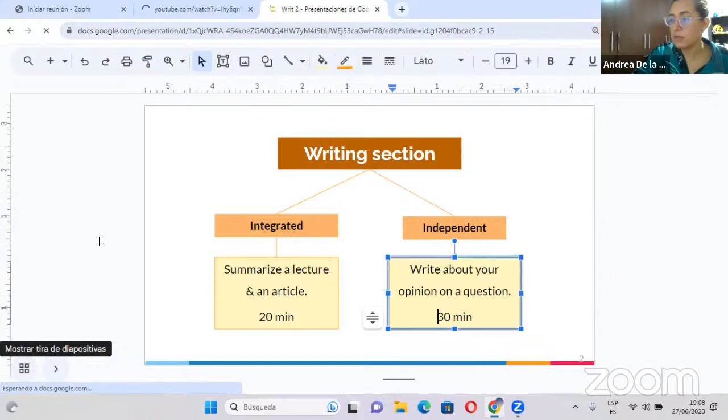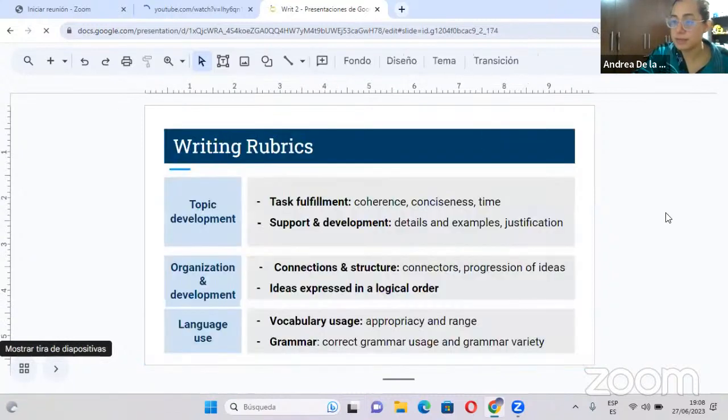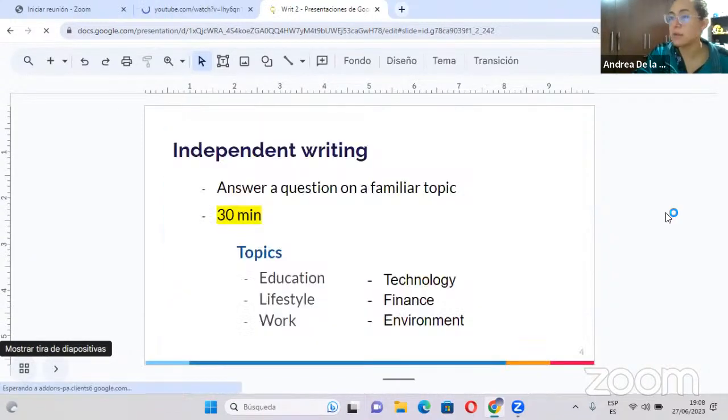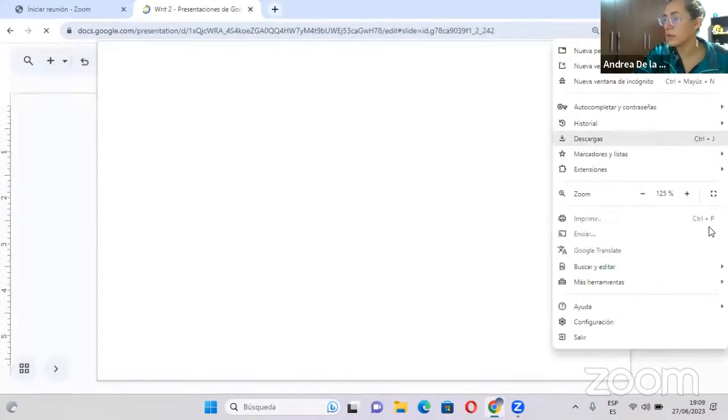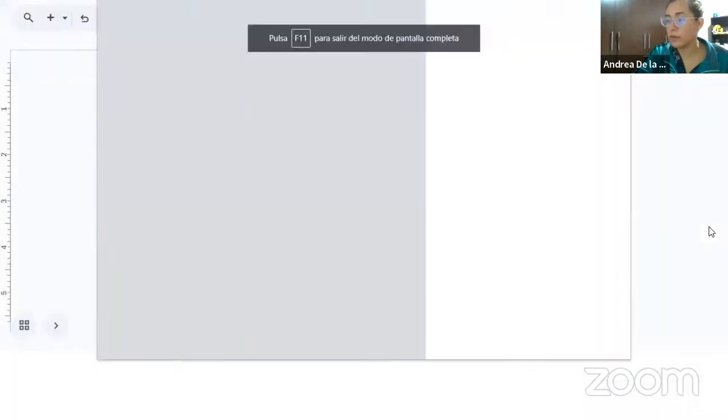Now, this is, by the way, very similar to the speaking section, in particular to the independent speaking task. The rubrics are the same that we already saw for the integrated. They still evaluate your responses based on the different categories we talked about, right? Including topic development, including language use, including organization, connections.